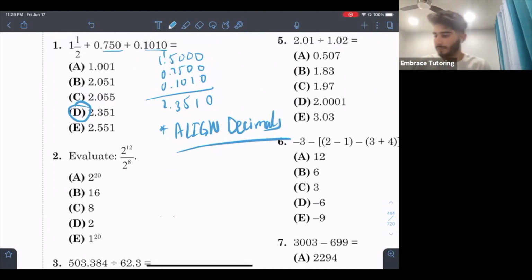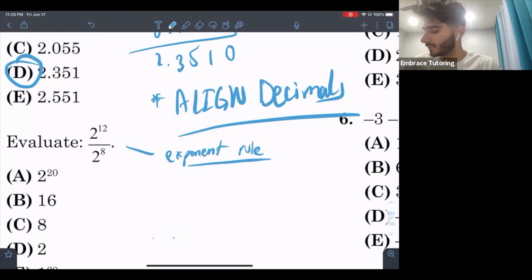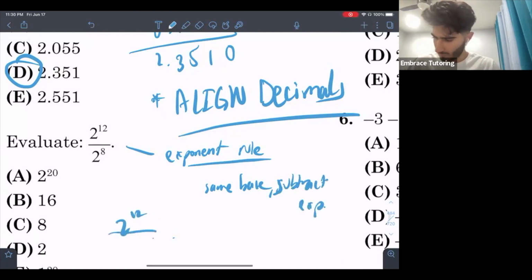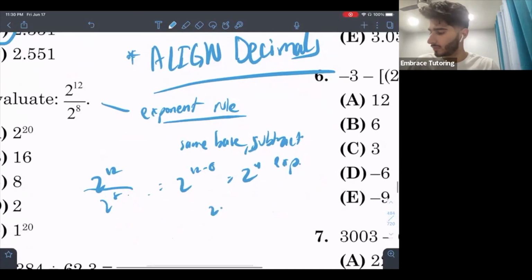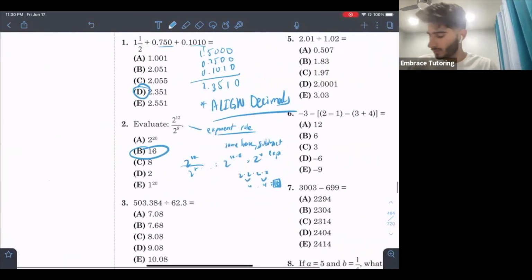Question 2. Evaluate 2 to the 12 over 2 to the 8th. This is an exponent rule, meaning when it's over the same base, you subtract exponents. So 2 to the 12 over 2 to the 8 is 2 to the 12 minus 8, which is 2 to the 4. 2 to the 4 is 2 times 2 times 2 times 2. This is 4, and this is 4. 4 times 4 is 16, which is choice B. That's how you do question 2.